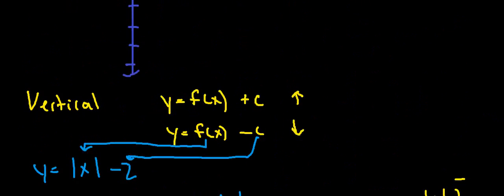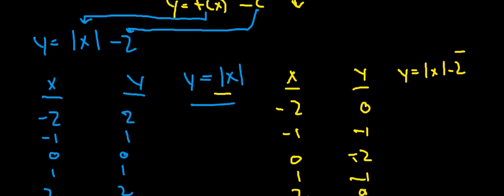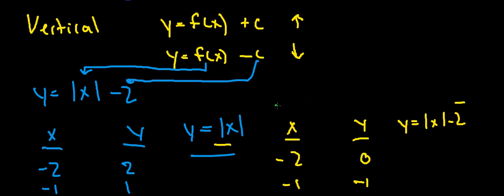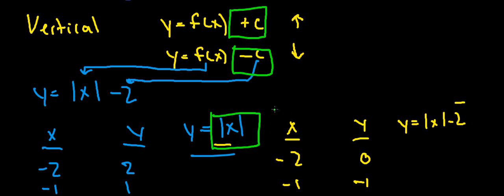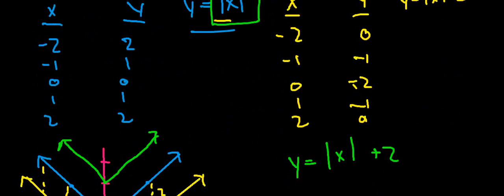We have a function we're familiar with, and then we know that if we add or subtract a constant to a function that we already know, all we're doing is changing the vertical placement of it. So now that we've talked about vertical shifts, let's talk about horizontal shifts.